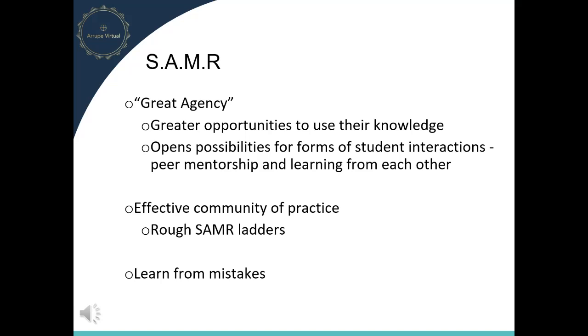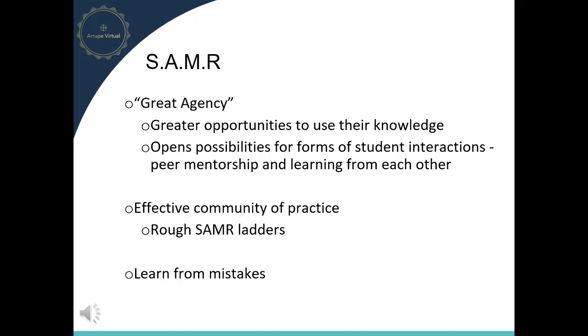Working at the upper levels of SAMR tends to be associated with greater gains by students in both comprehension and what they can do with what they learned. Dr. Puentedura says that it gives them, and I quote, greater agency, greater opportunities to use their knowledge, and opens possibilities for forms of student interactions like peer mentorship and learning from each other.